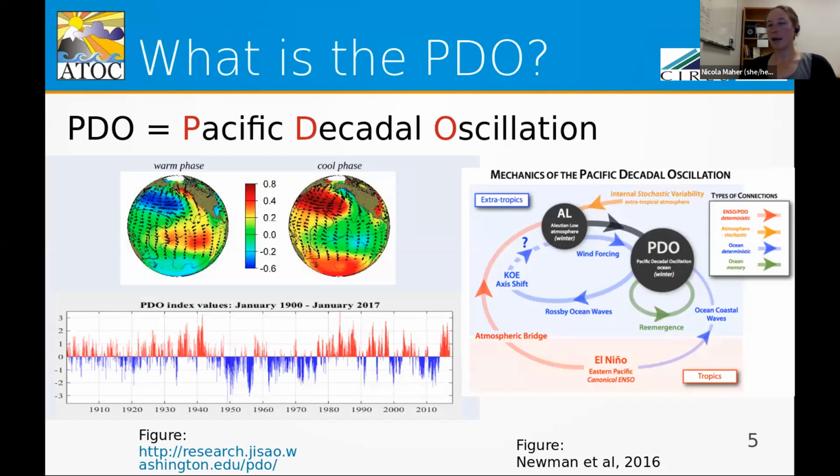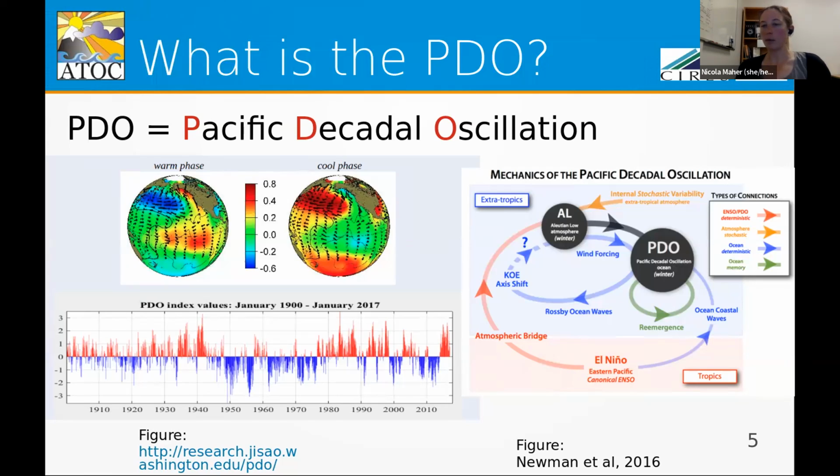Today when I talk about Pacific decadal variability, I'm going to use the Pacific Decadal Oscillation, or the PDO. You can see the PDO shown on the left, with its warm and its cool phase. It has this characteristic horseshoe pattern in the North Pacific, and some tropical Pacific variability that looks a little bit like ENSO.